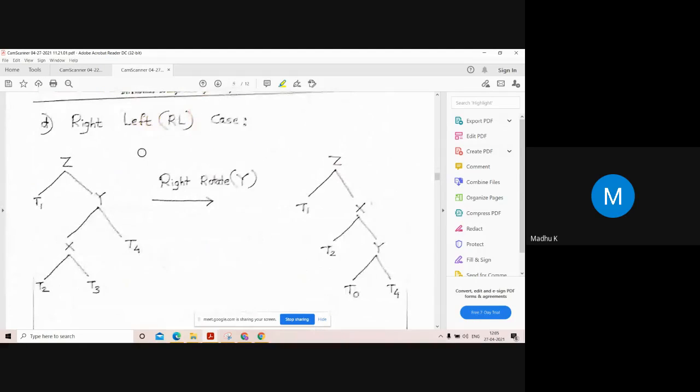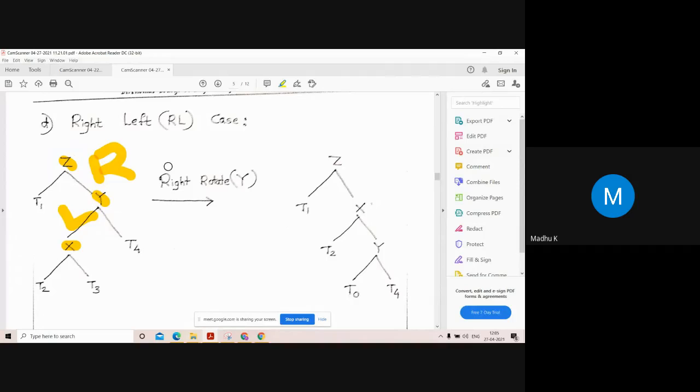Next, we want to check this case, the right-left case. So Z is the imbalance node, Y is the child of that imbalance node along the path, and X is the grandchild of Z in this path. So what do we want to do? What type of imbalance is this? This is called an RL imbalance. This is R, this is L.